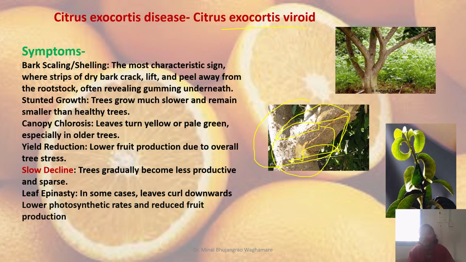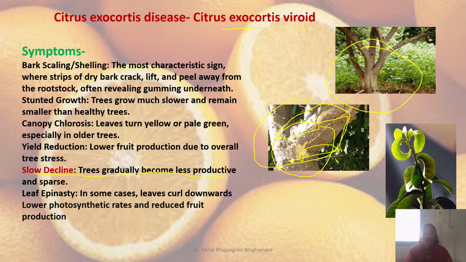And canopy chlorosis also occurs. It means lack of chlorophyll, and leaves turn yellowish or pale green in color, especially in older trees. And all these things lead to a slow decline of the yield and of fruit production. This process happens slowly. That's why this disease is also known as slow decline. The tree gradually becomes less productive and sparse.